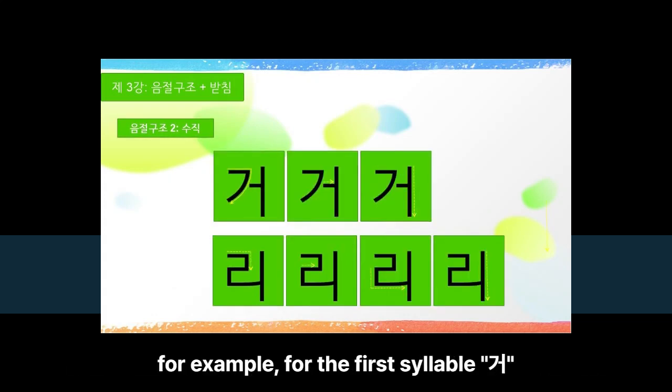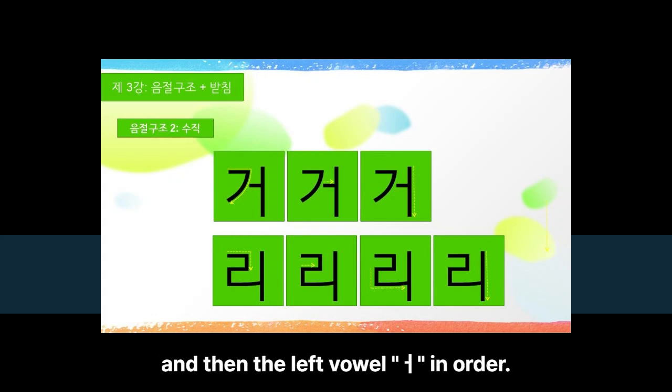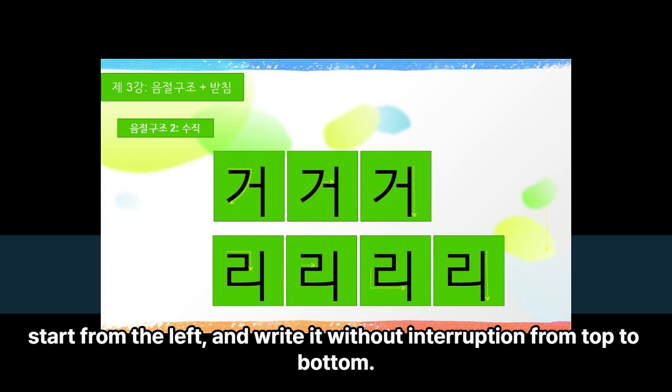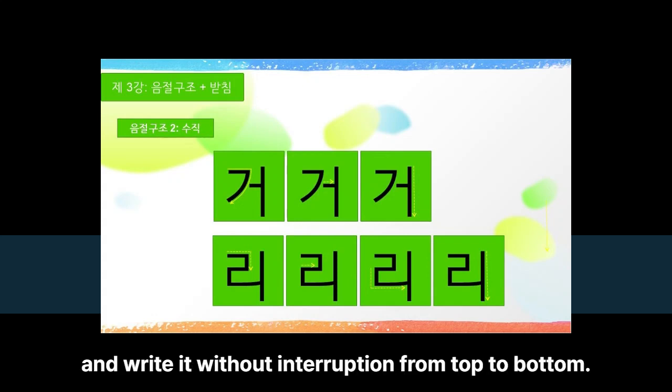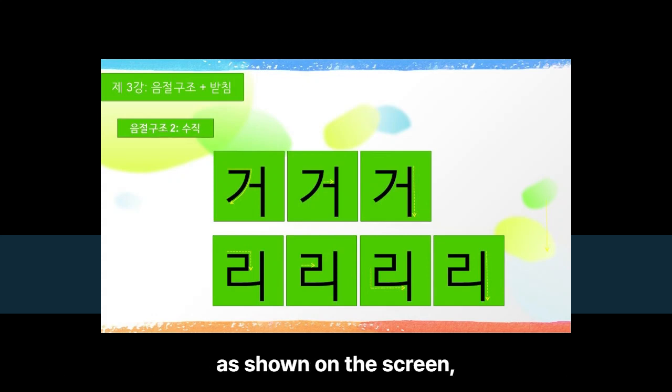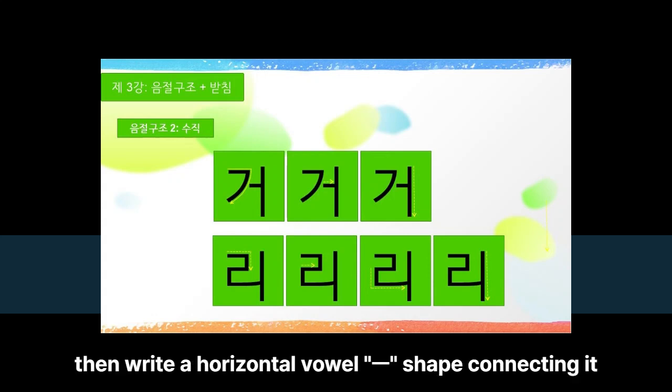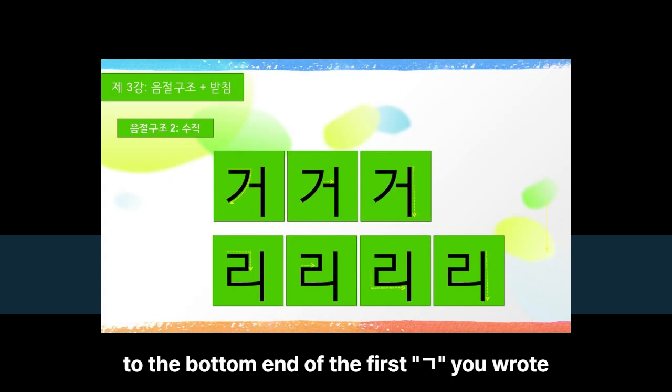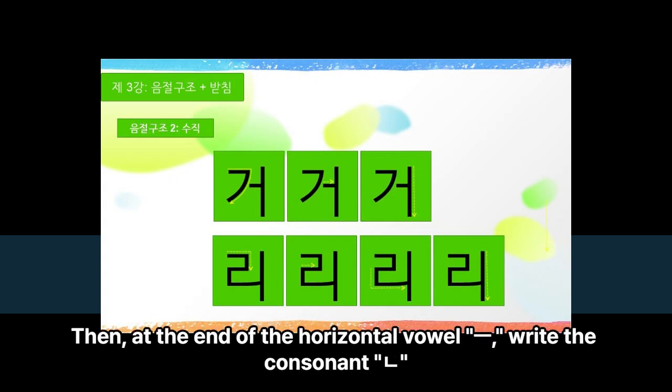For example, for the first syllable, ga, write the left consonant, giok, first, and then the left vowel, in order. When writing the consonant, giok, start from the left and write it without interruption from top to bottom. You have written it correctly if you start from the left and write it without interruption from top to bottom. When writing the consonant, riul, in the second syllable, li, as shown on the screen, write it as if writing, giok, at the top, then write a horizontal vowel, u, shape, connecting it to the bottom end of the first, giok, you wrote. Then, at the left end of the horizontal vowel, u, write the consonant, neun.